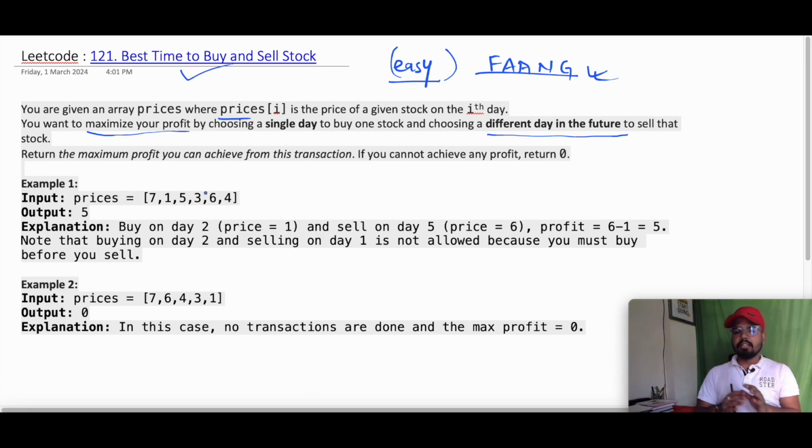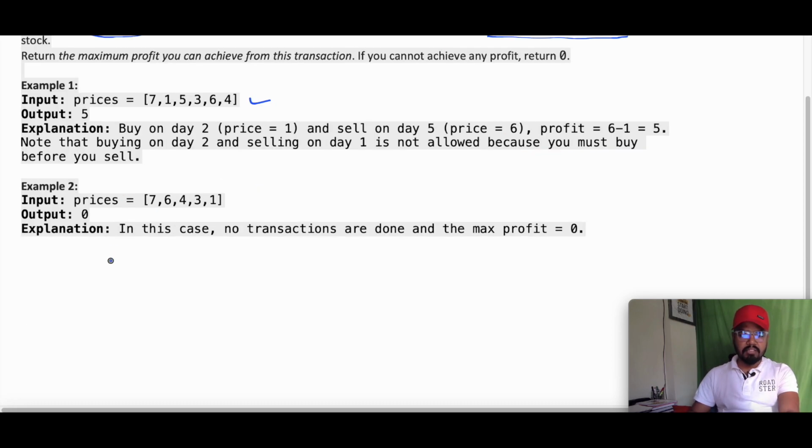So let's understand the question. Here it is given an array, correct? This is the price. Let's see, on day 1 the price is 7. If you buy the stock at 7 and sell it on day 2, you will be in loss, because 1 minus 7 equals minus 6, which is negative. So what you can do is buy at the minimum price and sell at a higher price, then you will get the maximum profit. So let's create a table.